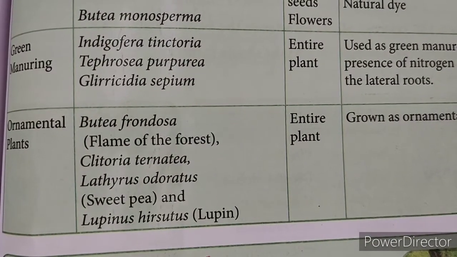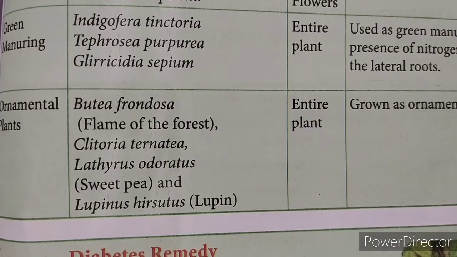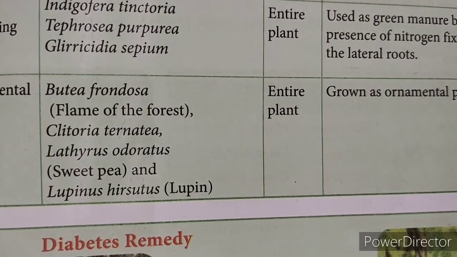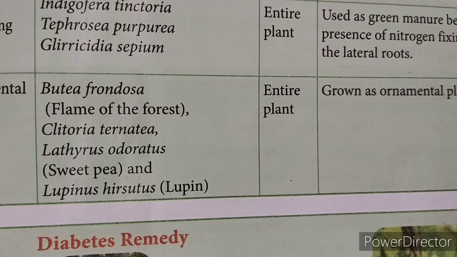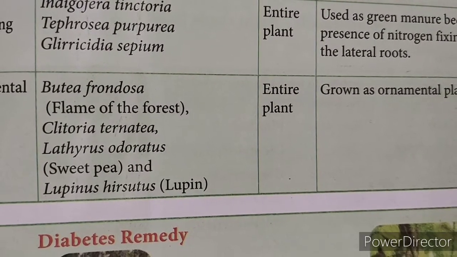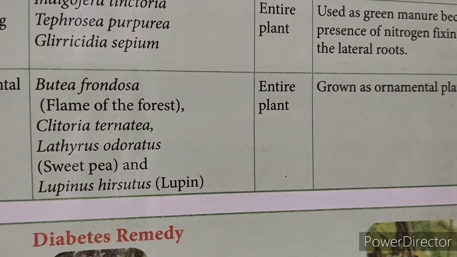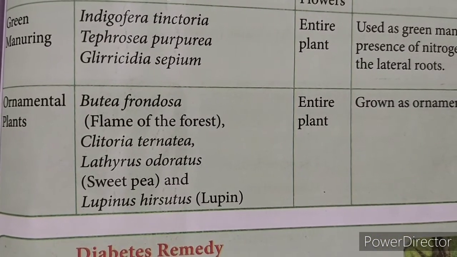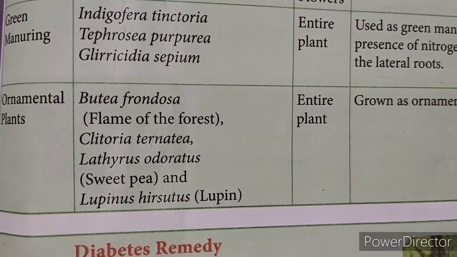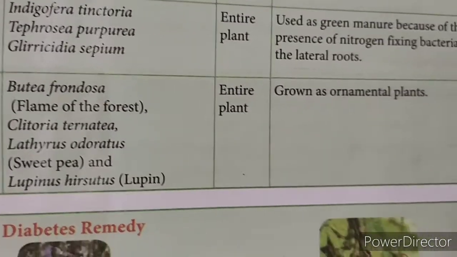The next is ornamental plants, அழகுக்காக வளர்க்கக்கூடிய தாவரங்கள். Butea frondosa, commonly called flame of the forest. Clitoria ternatea, சங்கு புஷ்பம். Lathyrus odoratus, sweet pea, and Lupinus hirsutus, lupin. These plants are grown as ornamental plants, entire plant. All these are grown as ornamental plants.